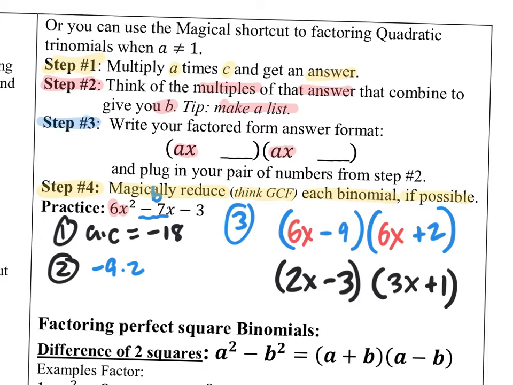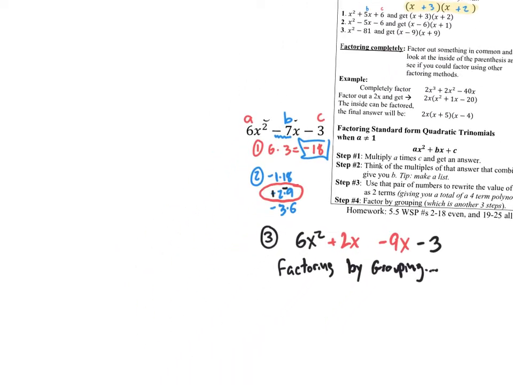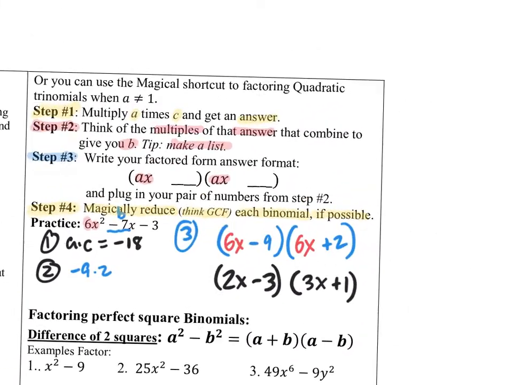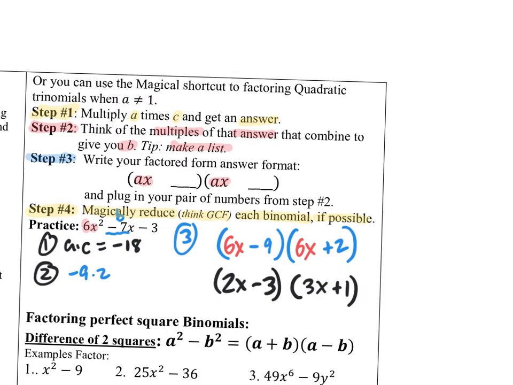Now, if you love factoring by grouping, yeah, you could have continued down here. Right here, we did the same step 1, got -18, the same step 2, +2 and -9, and then we replaced the middle term, -7x, with +2x and -9x. Then you'd have to split the first group from the second group, pull something out of the first group, pull something out of the second group, and then pull out the common binomial. It's up to you which method you want to do, but I honestly think that the more we practice with this method over here, it's a lot better, okay?